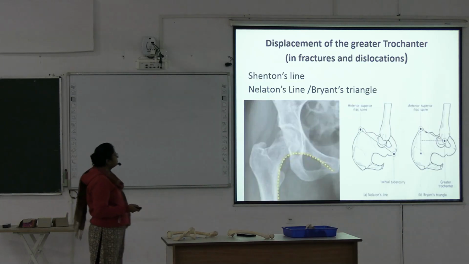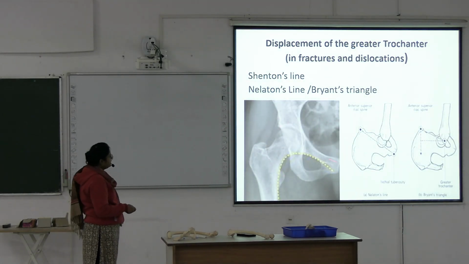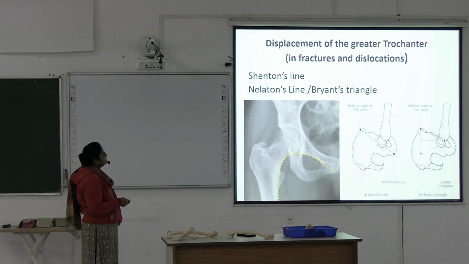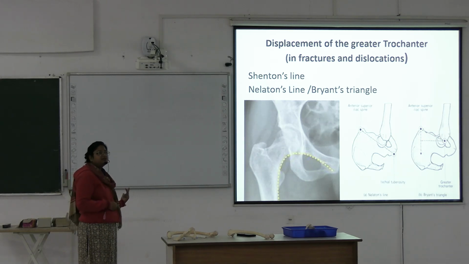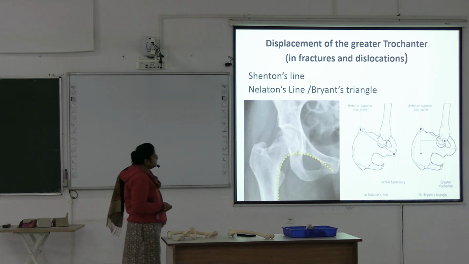Okay. Next, this is Shenton's line, and here is Nelaton's line. These are disrupted, and this is Bryant's triangle. These are disrupted in case of fracture and dislocation of the hip joint. Okay, we have discussed Shenton's line.